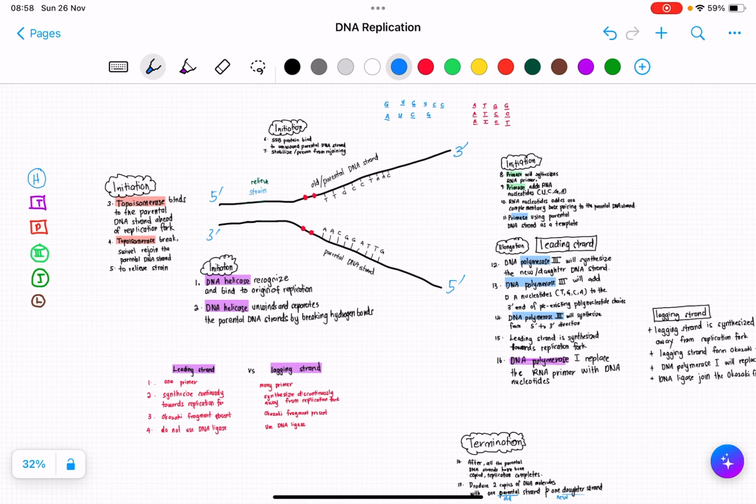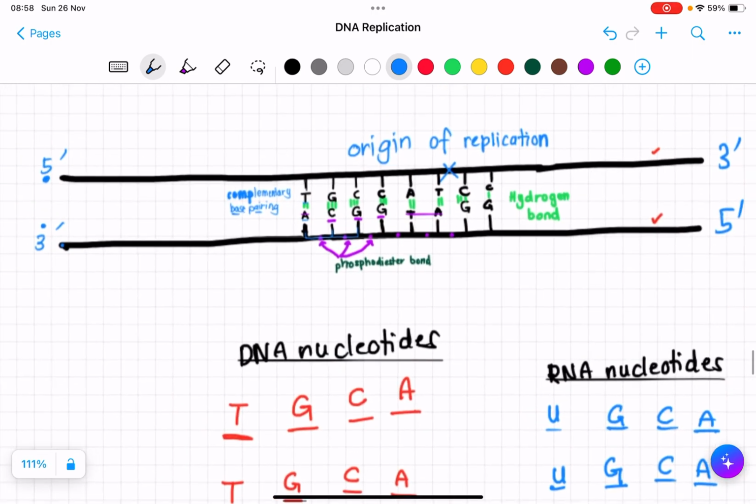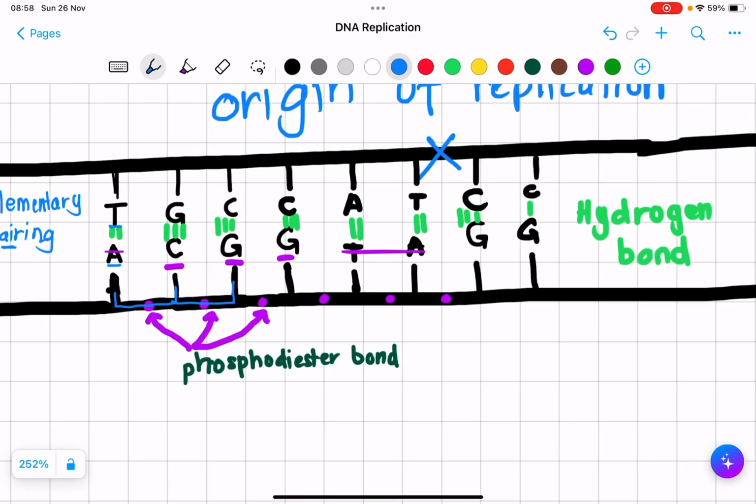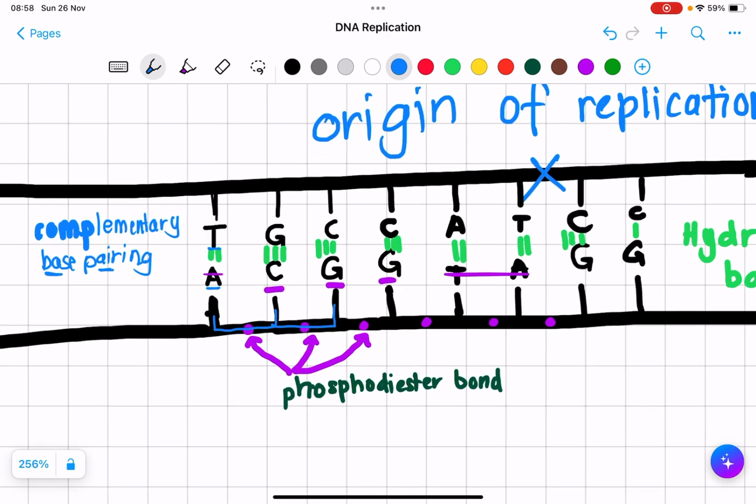DNA replication ada 3 phase, initiation, elongation dan termination. Jadi, normally DNA tu tertutup macam ni. Okay, kalau dia tidak buat replication, DNA akan join by hydrogen bond dekat tengah-tengah tu. So, bila nitrogenous base dia tertutup, kita tak boleh copy. Replication tidak boleh berlaku. So, what happens is, enzim yang pertama yang perlu datang adalah helicase, yang perlu bind and break the hydrogen bond.